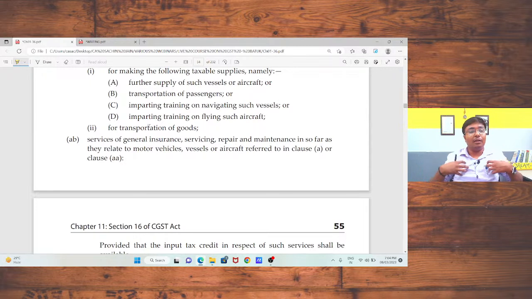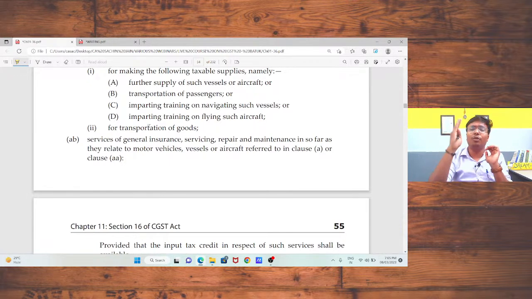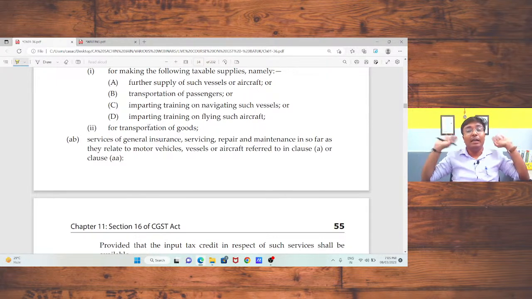Okay, I am a regular taxable person and I bought a car. In that case, I am not eligible to take the input tax credit on that car because my business is not only due to that car. So government has made the concept, this is just for concept clearance purposes. On those motor vehicles, aircraft, vessels, you are not going to claim the input tax credit. So for their repair, maintenance, general insurance, you are also not eligible to take the input tax credit.